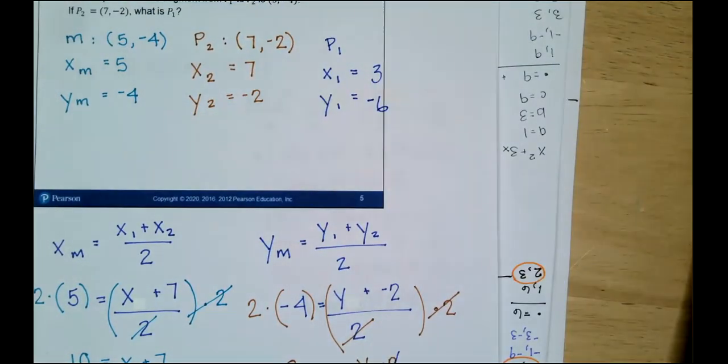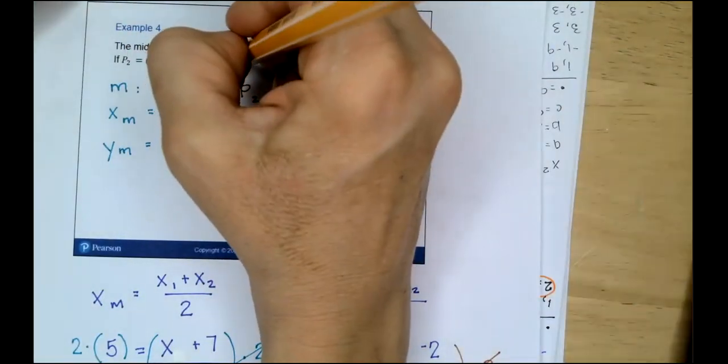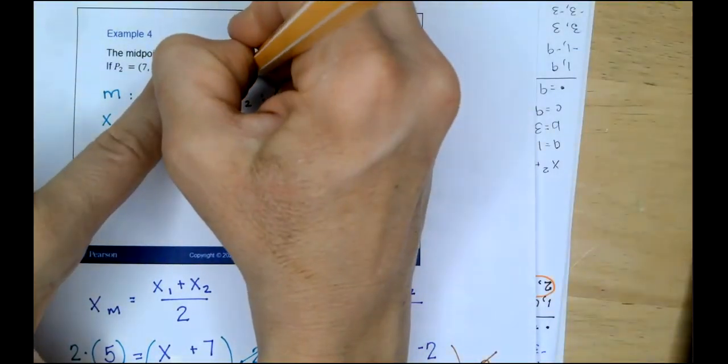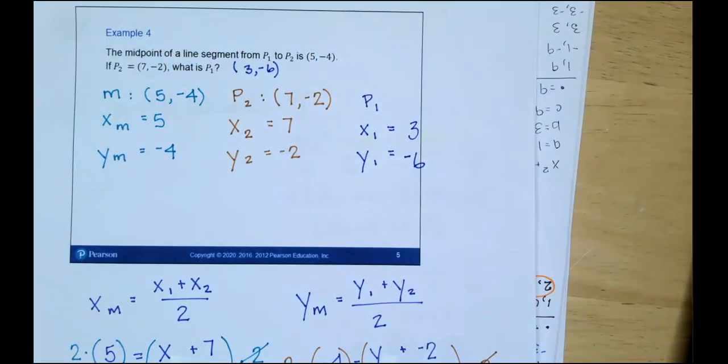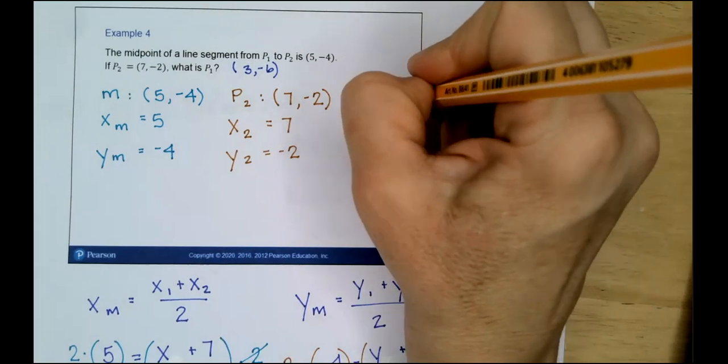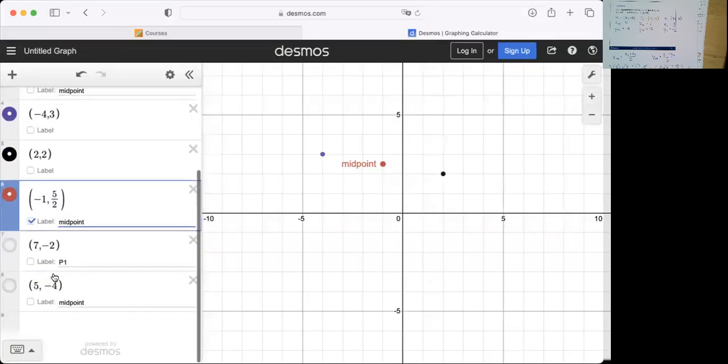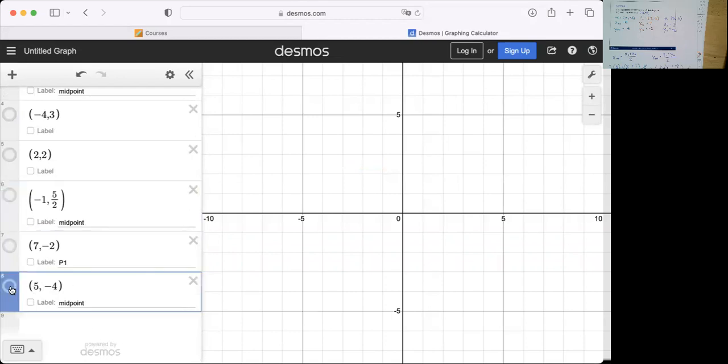Now we can go back to Desmos. What is P1? We know that x is 3, y is -6, so it's the point 3, -6 is how we would write it, okay? But then you find out if you're approximately correct by going back to Desmos. Here were our first 2 points. Remove all of these. 7, -2, 5, -4.